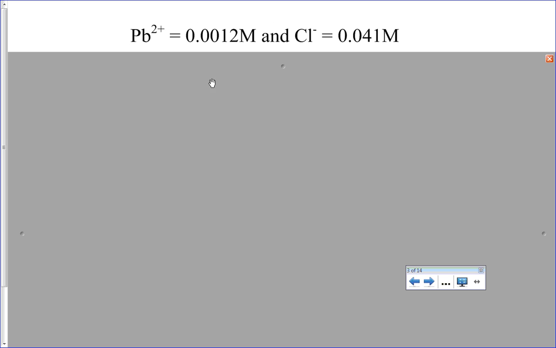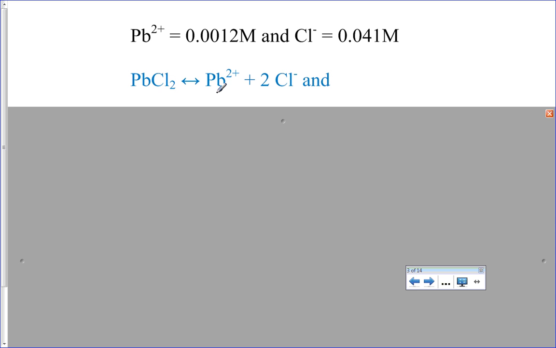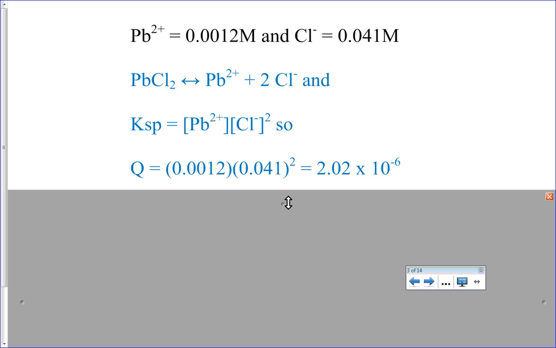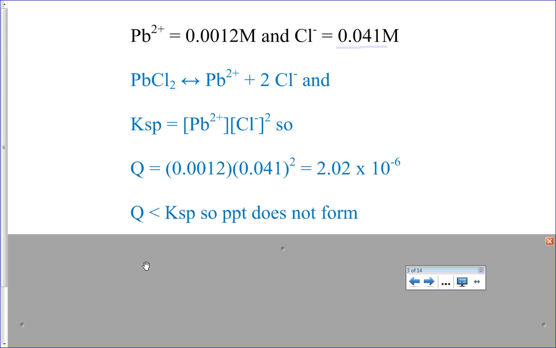The last of these ones gives us a system we've seen before, the lead chloride system. And this time, the only thing different is what numbers we're plugging in. So exact same system, it's just we started with different numbers up here, so we substitute in different numbers. 2.02 times 10 to the minus 6. This time Q is less than Ksp, so a precipitate does not form.